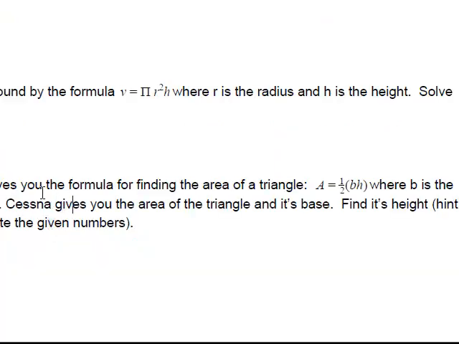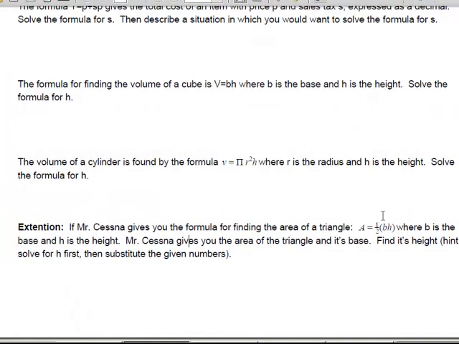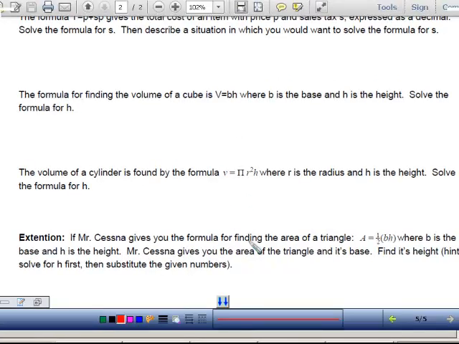Alright, so for this problem, if I give you the formula for finding the area of a triangle, area equals 1/2 base times height, where B is the base and H is the height. Mr. Cessna gives you the area of a triangle and its base. We need to find its height. The hint was to solve for H first, then substitute in the given numbers. Well, in this case, we're just going to have to solve for H because we don't know what the given numbers are.